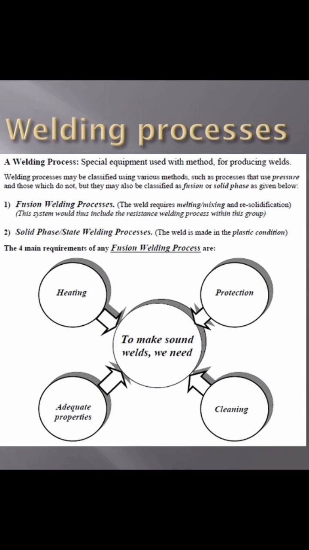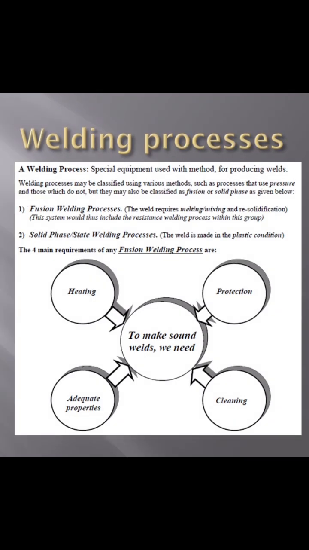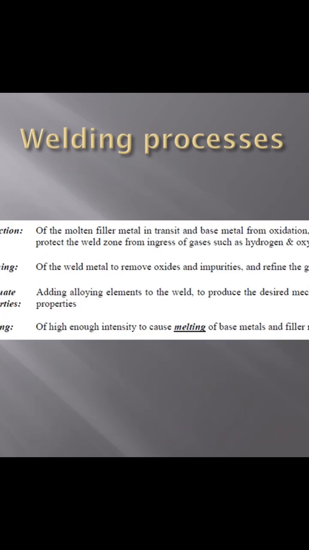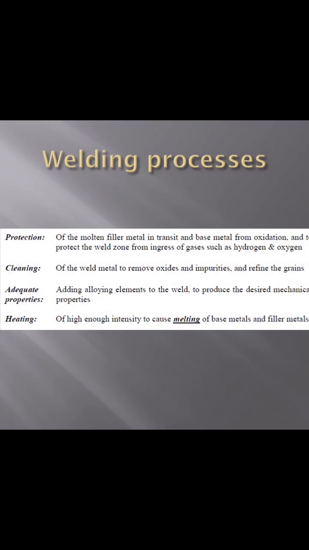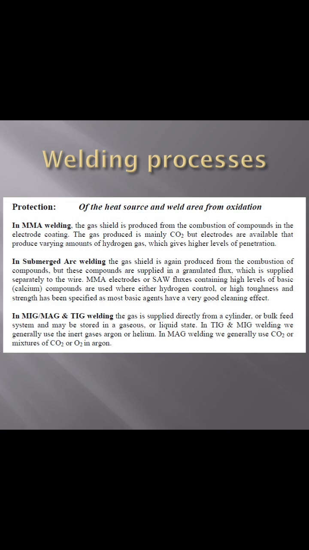3. Cleaning. Clean surfaces mean better welds. Remove rust, oil, paint, or any dirt before welding. 4. Adequate properties. Finally, the weld should match or exceed the mechanical properties of the original metal. Adding alloying elements to the weld produces the desired mechanical properties. So, whether you're a beginner or brushing up your welding knowledge, remember, heating, protection, cleaning, and adequate properties are your golden rules for making sound welds.